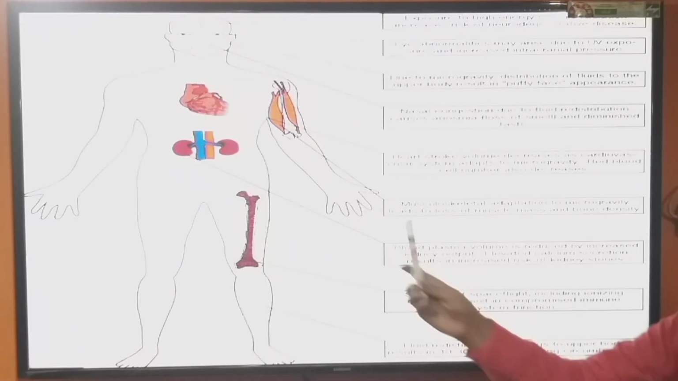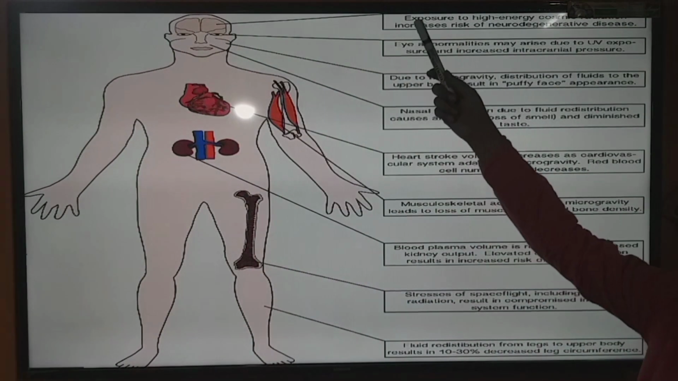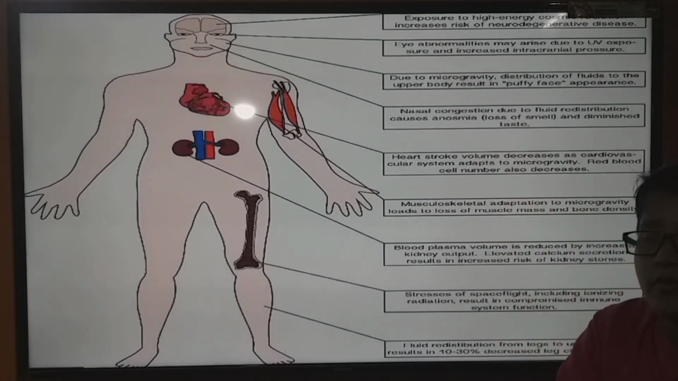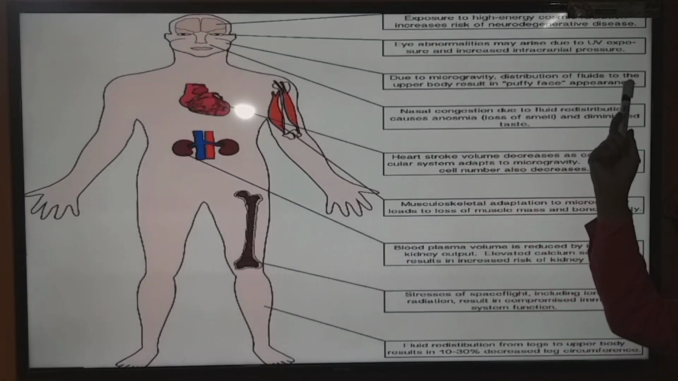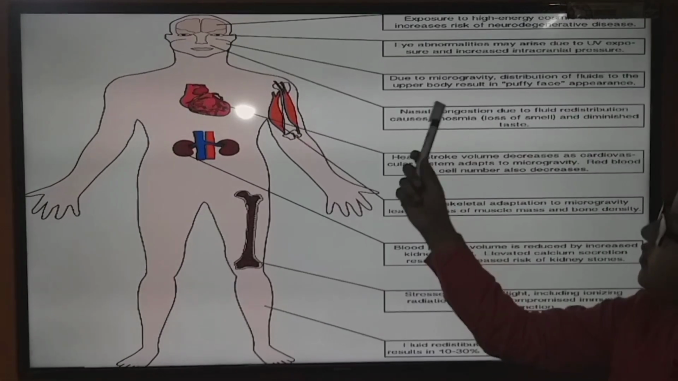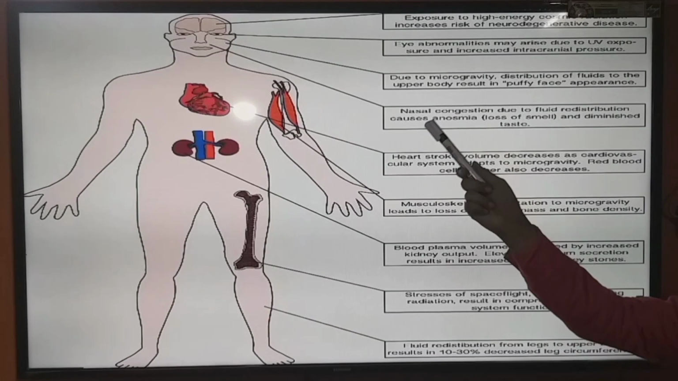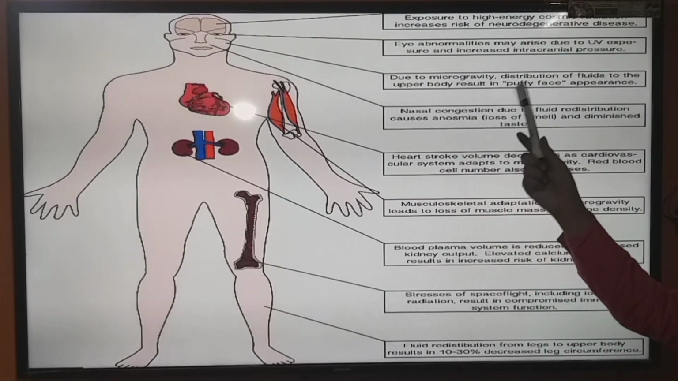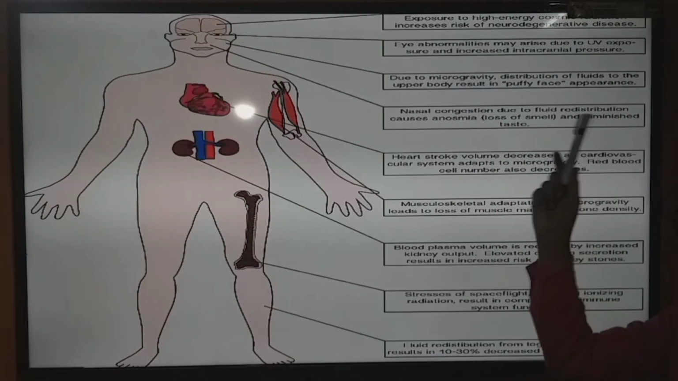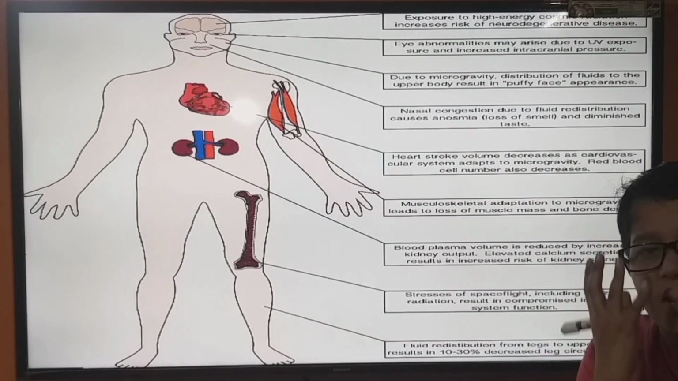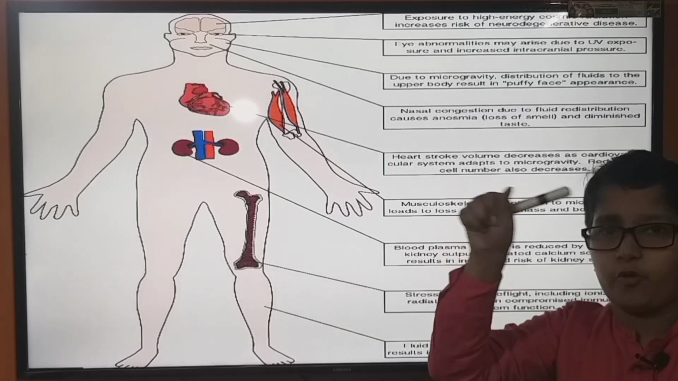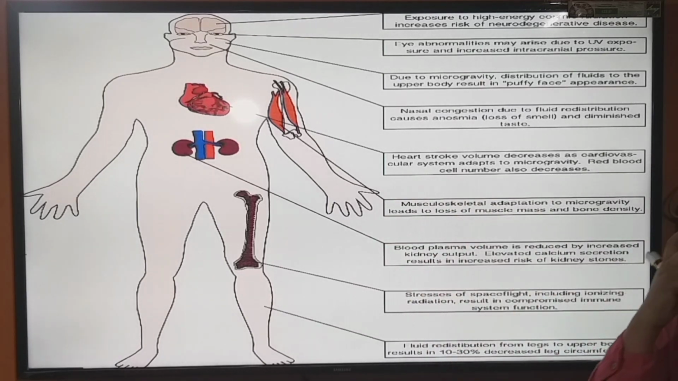Here is the diagram. So you can see here exposure to high energy, because in space there is a lot of radiation. Exposure to high energy radiation increases the risk of neurodegenerative disease. It affects the brain. Eye abnormalities may arise due to UV exposure and increased intracranial pressure. Now the pressure on our eyes is increased. It's the same as when you increase the phone brightness, the pressure on our eyes increases. That's the same when there is a lot of light and UV radiation in space.